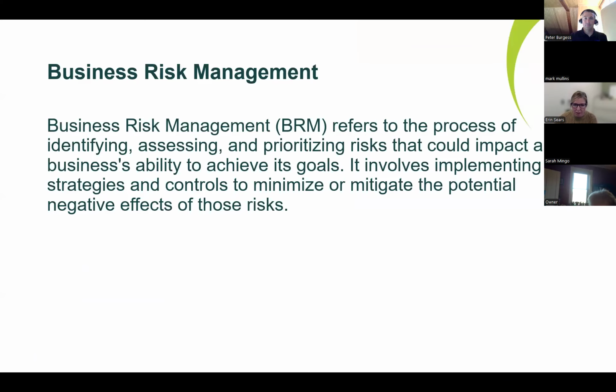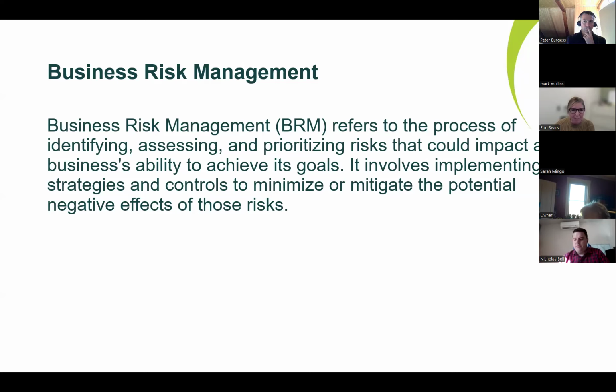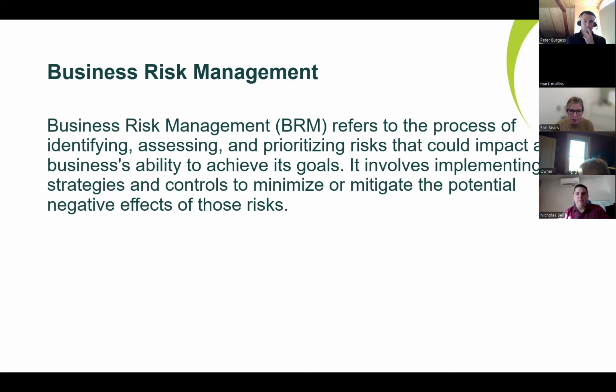So what does business risk management mean to you? It means different things for everybody. The definition of business risk management refers to the process of identifying, assessing, and prioritizing risks that could impact a business's ability to achieve its goals. It involves implementing strategies and controls to minimize or mitigate the potential negative effects of those risks. In agriculture and food businesses, it is especially important as it helps protect against uncertainties like market fluctuations, weather events we've seen the last number of years, diseases, equipment failures, or even policy changes.